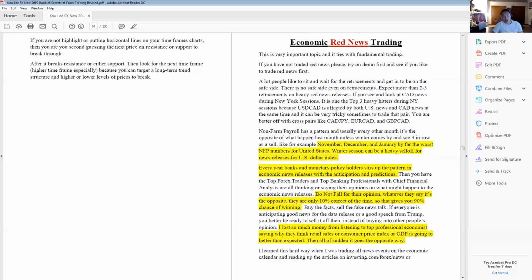Very important to trade every single high impact news. Let's be flat out honest. You have to trade every single high impact news.